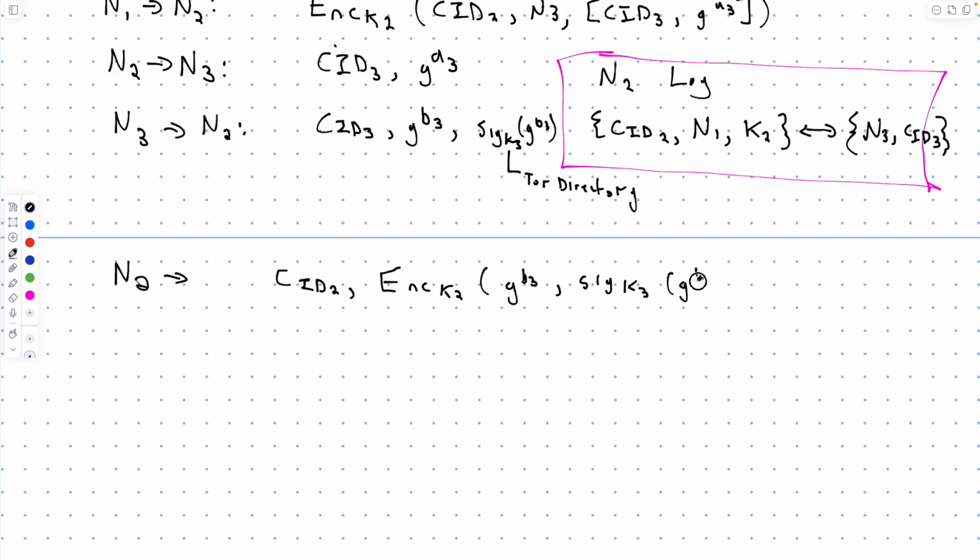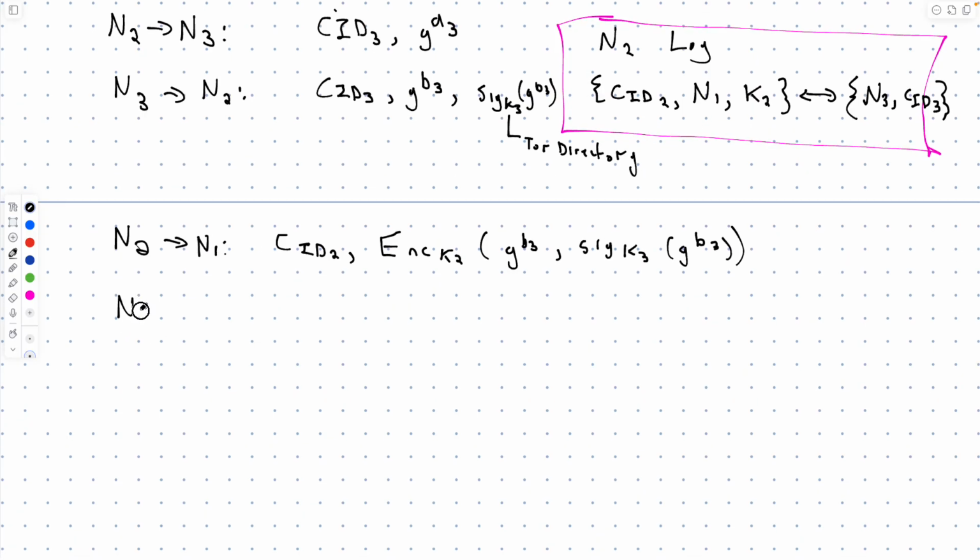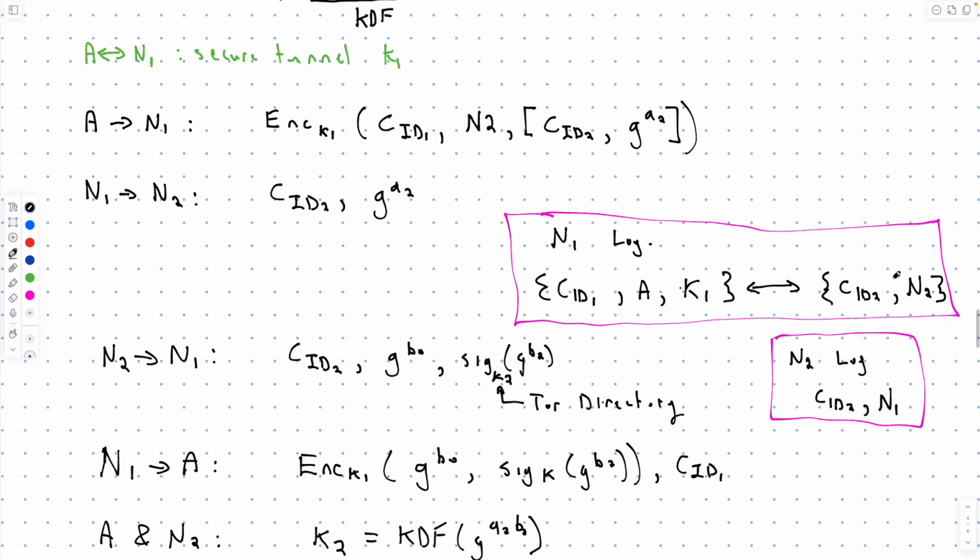And I know I'm supposed to send it to N1 because that's in my log. Okay. N1 is going to look and see CDID2. It says, I know CDID2. I pass that on to Alice with CDID1, and I encrypt with K1. Okay. So it's going to send CDID1.